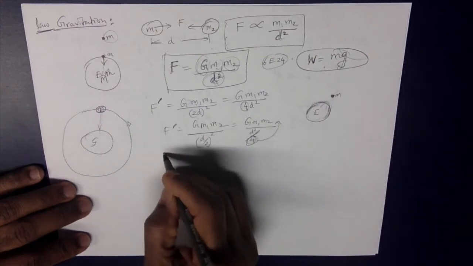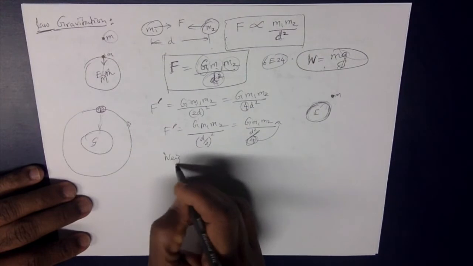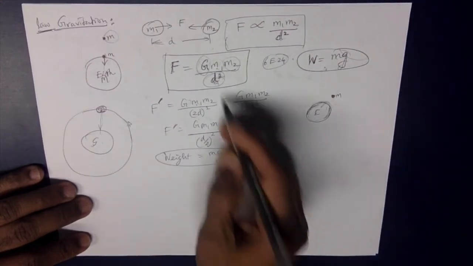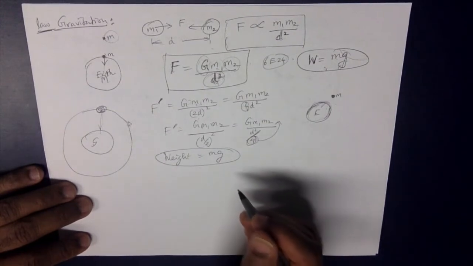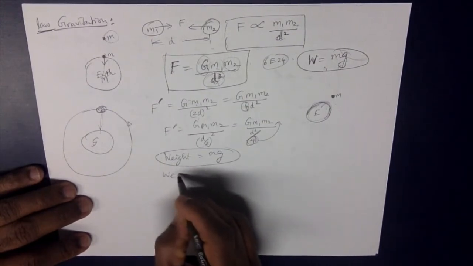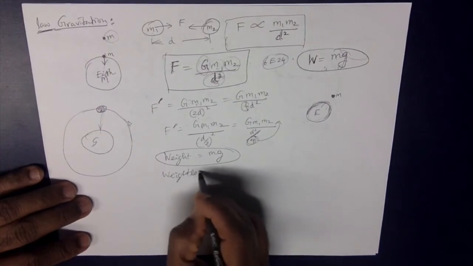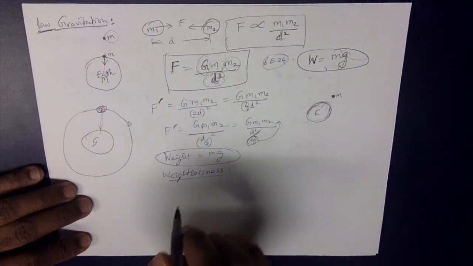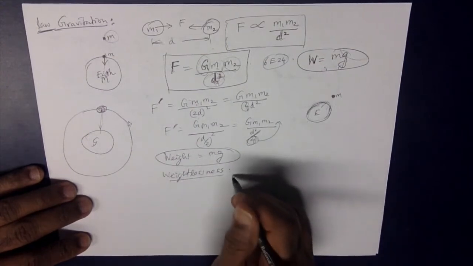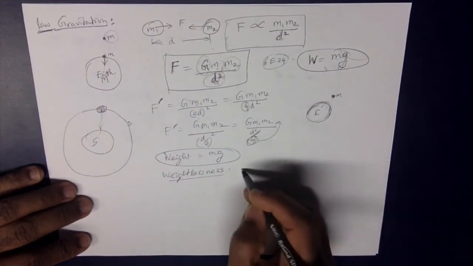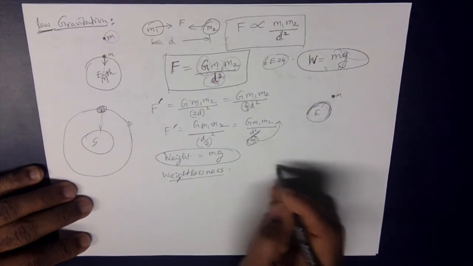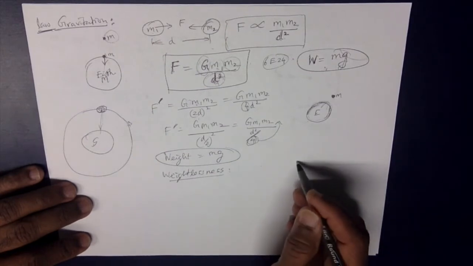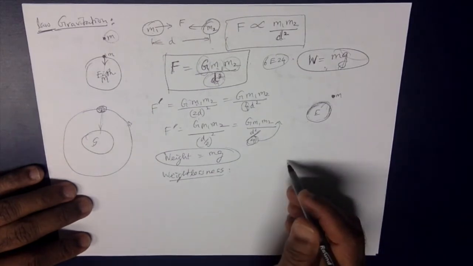Then the other thing you should know is weight and weightlessness. What is weight? Weight is what I just said, mass times gravity. It's the force of gravity acting on an object. Now what is weightlessness? Weightlessness is a term used to indicate that there's only one force acting on the object, and that is its own weight. If any other force comes in, then it is not going to experience weightlessness.